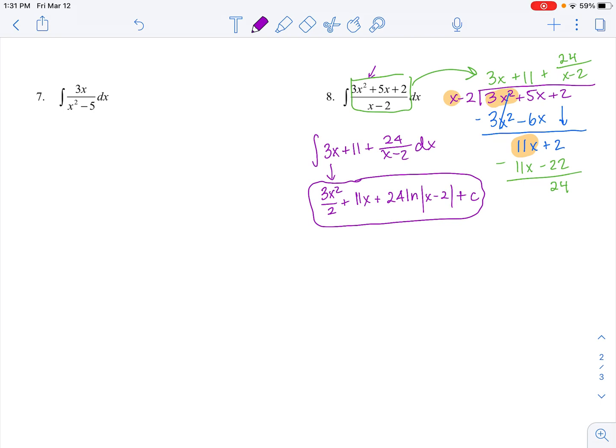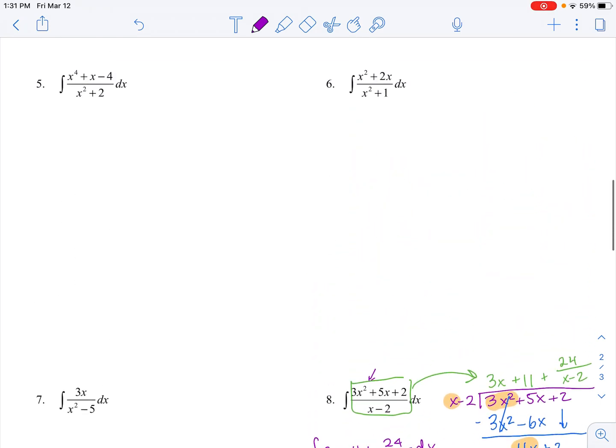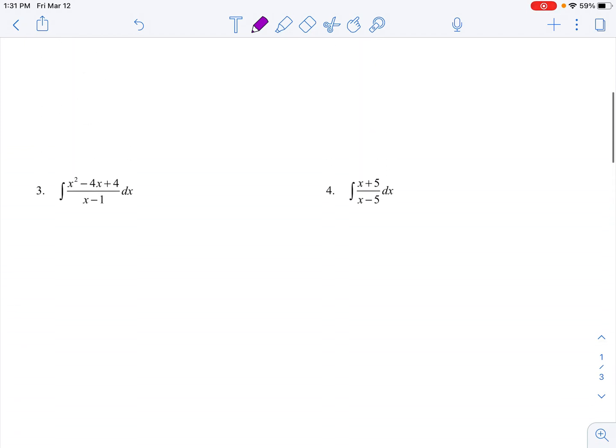Okay, after number 8, I want to go back now and do number 4. So let's go back to the front page. Because this is kind of a weird little division problem. You can think of x plus 5 and x minus 10, they're off, right? Because the top and bottom actually have the same degree here. So this is a very rare case where they have the same degree.